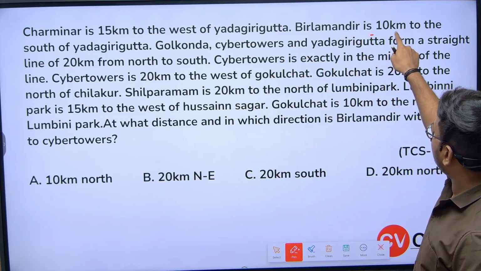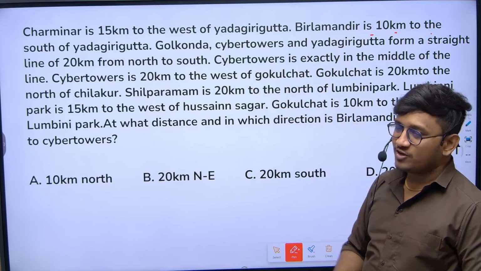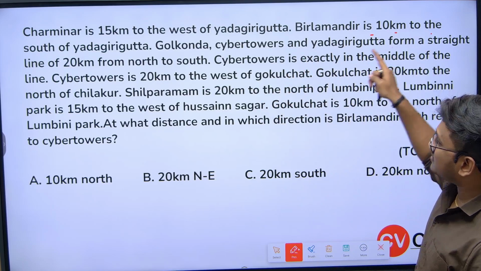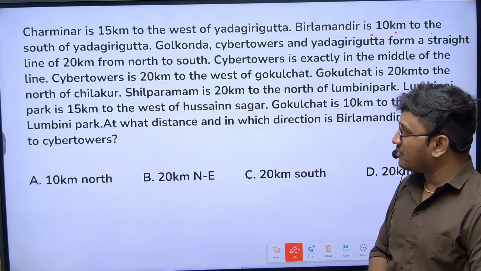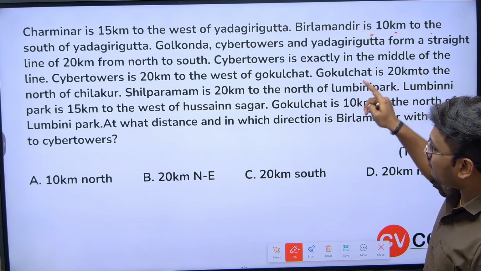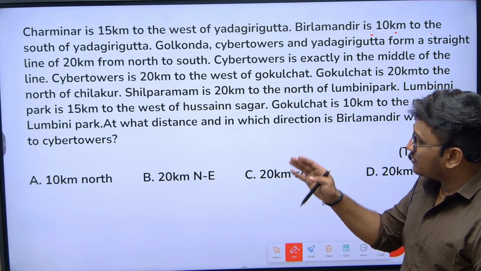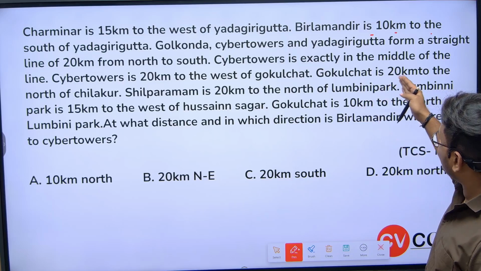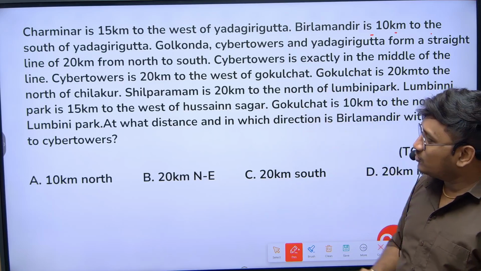Birla Mandir is 10 kilometers to the south of Yadagiri Gutta. Golconda, Cyber Towers and Yadagiri Gutta form a straight line of 20 kilometers from north to south. Cyber Towers is exactly in the middle of the line. Cyber Towers is 20 kilometers to the west of Gokul Chat. Gokul Chat is 20 kilometers to the north of Chilkur.